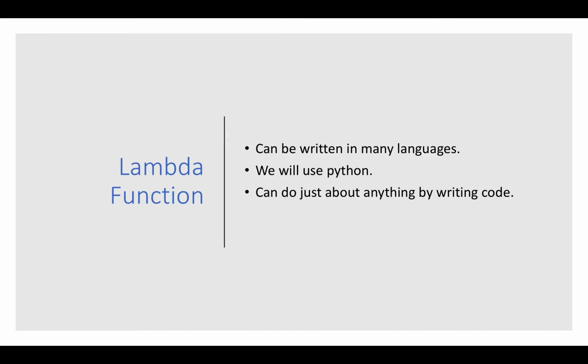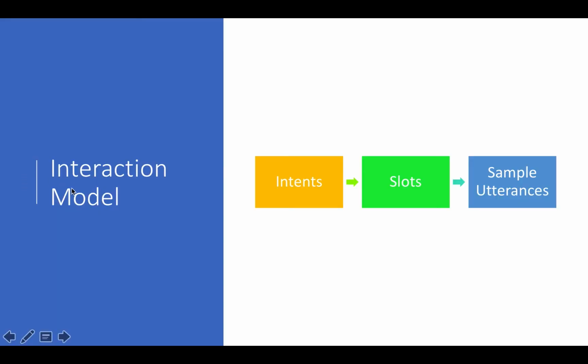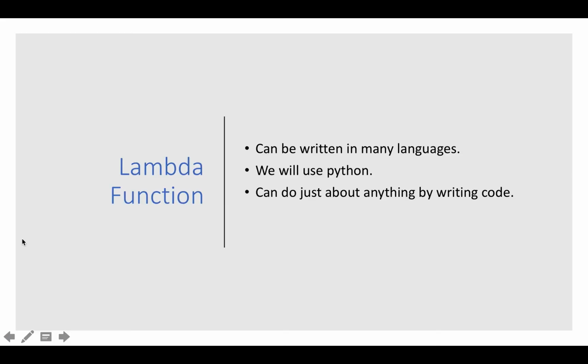Now, for the backend, we just talked about the interaction model, which is like the front end of the skill, right? We interact through that template, through that model. Now, Lambda is on the back end doing the actual work. This is where I can use many languages, like JavaScript, Python, Go, Java.